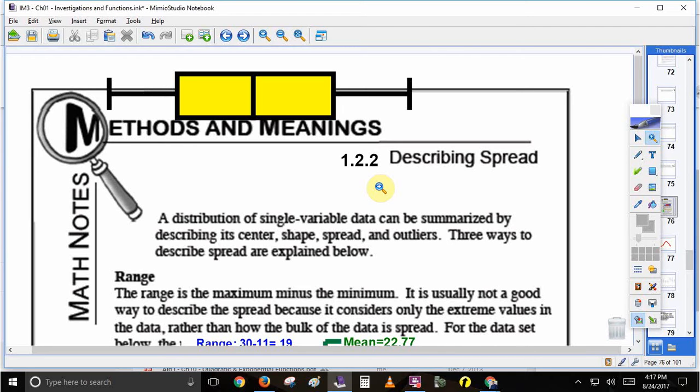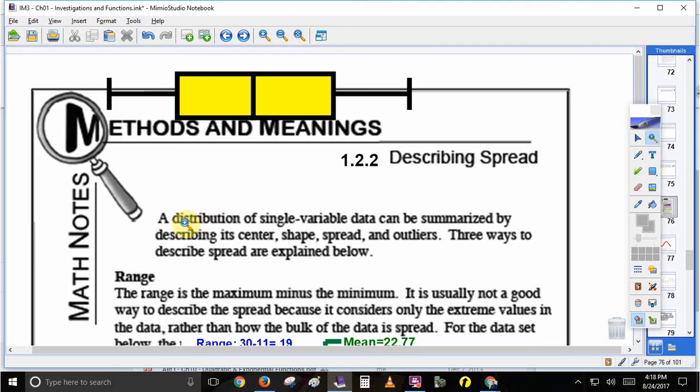Alright. So when we're talking about describing spread, what that means is if we have a bunch of data, let's say for example quiz scores, maybe we need to know more than just the class average. The class average is an example of the center of the data. That's the mean, median, and mode stuff that you guys have done before. So in addition to the center of the data, we're interested in how spread out the data is. So maybe we want to know what the high score was, what the low score was, how many kids were close to the average or on one side of it or the other. So that's where we get into describing spread.